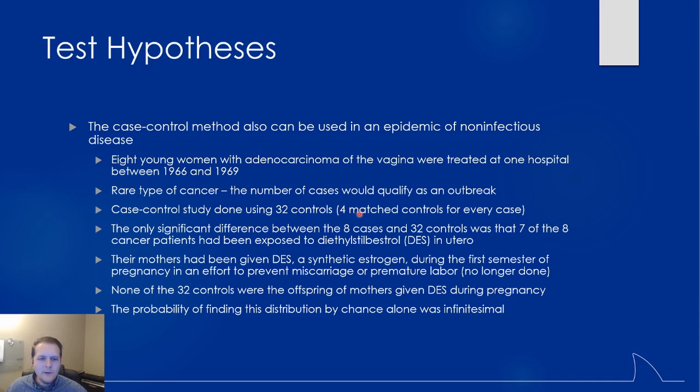And what they noticed was that the only real difference between the cases and the controls was that 7 of the 8 cancer patients had been exposed to diethylstilbestrol in utero, or basically their moms were exposed to it. DES is actually a synthetic estrogen and was typically given during the first trimester of pregnancy to try to prevent miscarriage and premature labor. Now, we don't use this drug anymore, mainly because of what we actually found here.